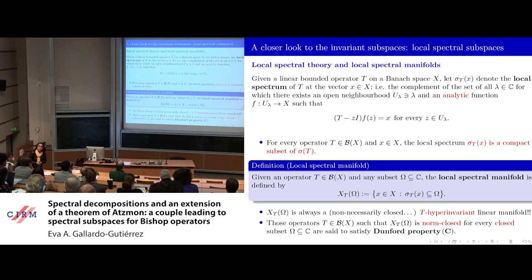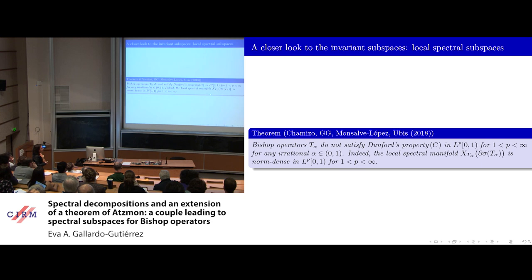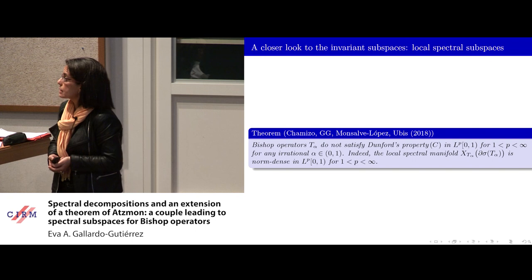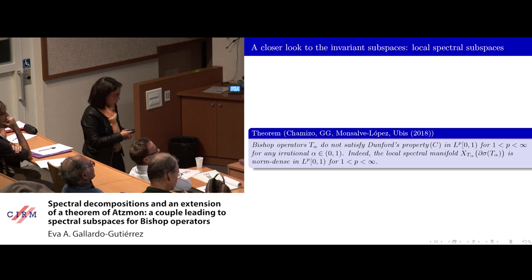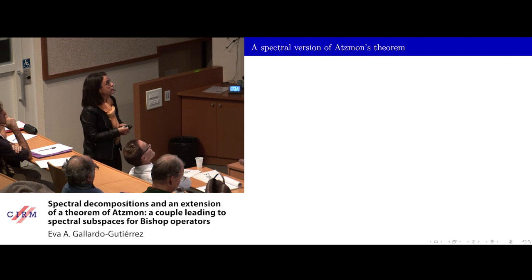Unfortunately, our Bishop operators, for any alpha, do not have the C property. And we found that the local spectral subspace associated to the boundary of the spectrum is indeed dense in L^p, independently of alpha. Okay, so it does not have the C property, but it has a weaker decomposability property. And this is basically what we will consider from here.